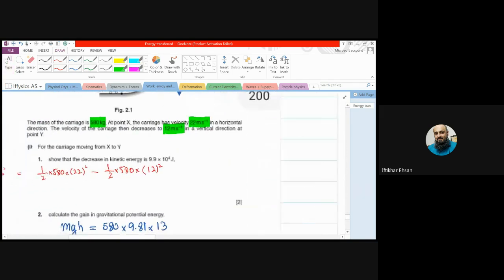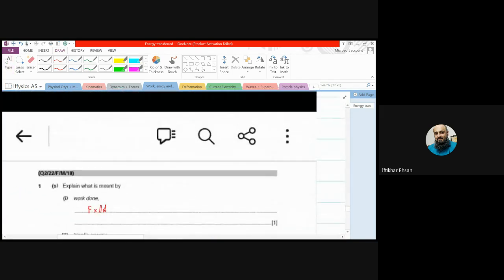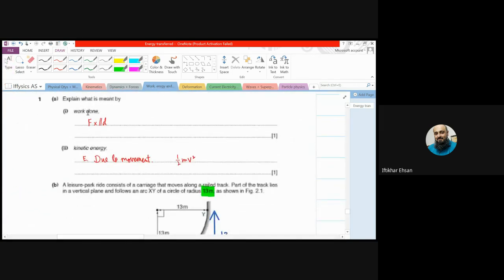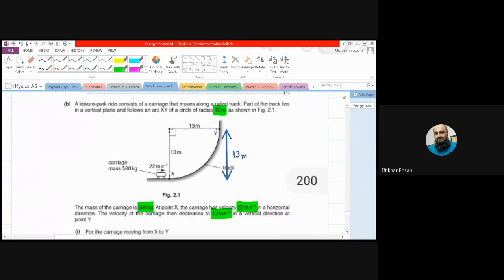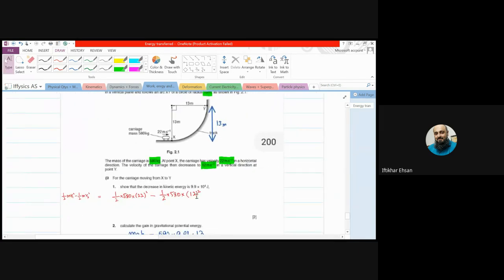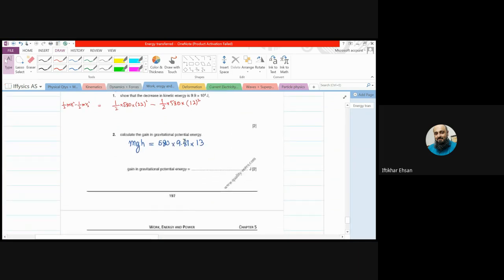Bismillahirrahmanirrahim. What we have discussed, firstly, it was defined what is meant by work done and kinetic energy. We will write the definitions. Then it was asked, here the speed was 22 and the speed changed to 12 at the top. What is the decrease in kinetic energy? So initial kinetic energy minus final kinetic energy. Then it was asked, calculate the gain in gravitational potential energy. The formula is mgh, right?